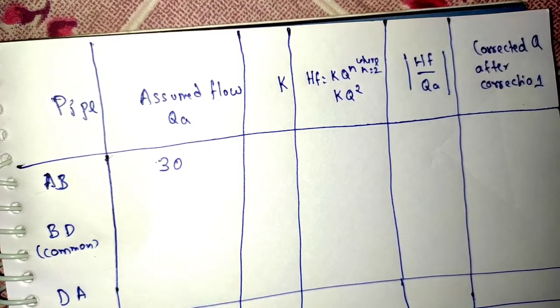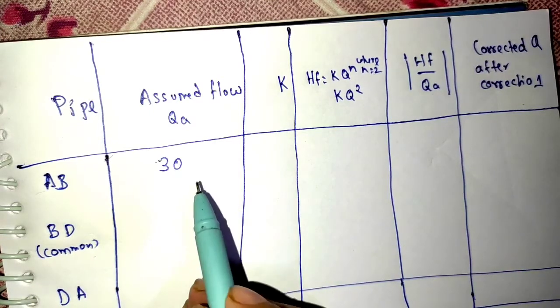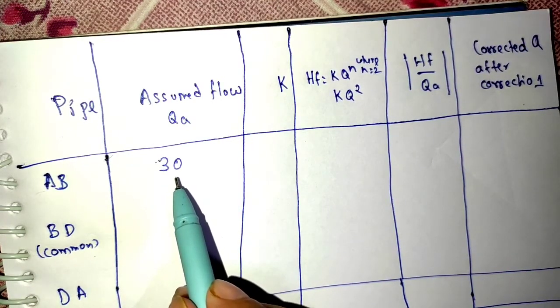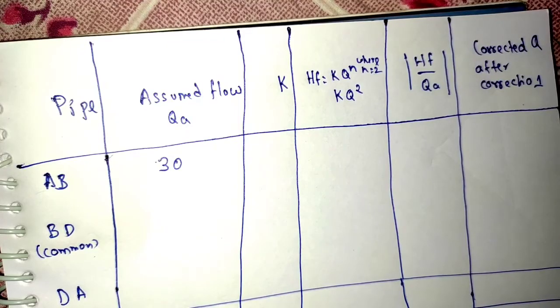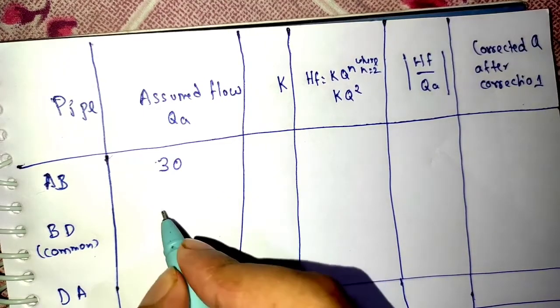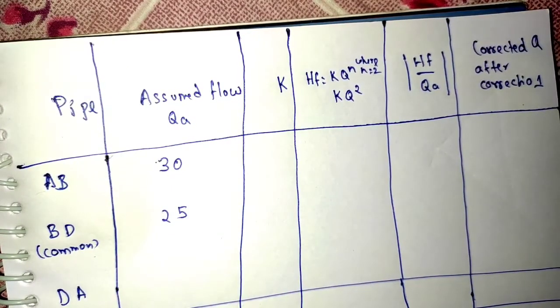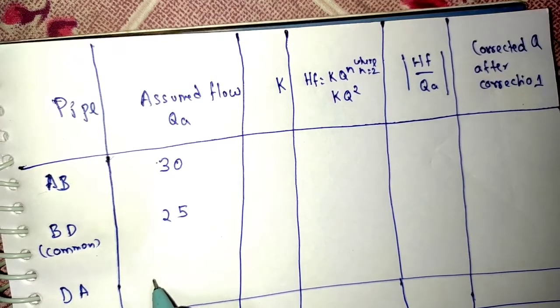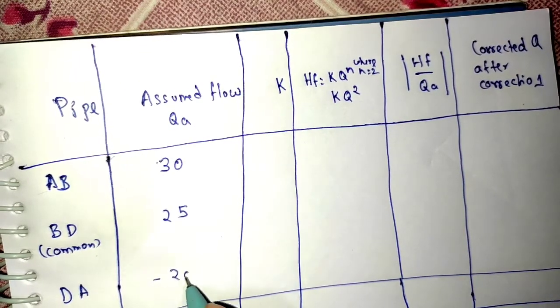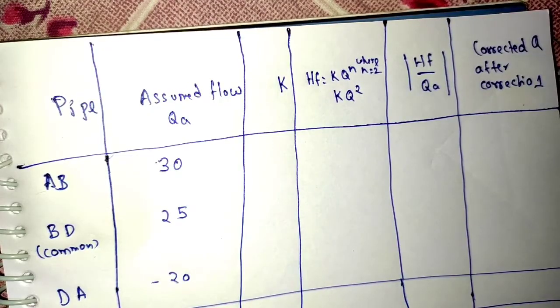Since you can see in the figure, I have drawn the figure, AB is clockwise, that is QA is positive, right? In the loop 1, that is ABDA, BD is also positive because it is also clockwise. So the assumed value of flow is plus 25, right? But DA was counterclockwise, so we will write the assumed value of Q as minus 20, right? No problem up to this.